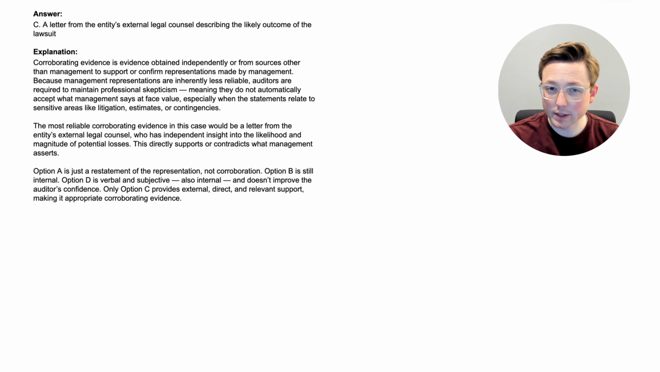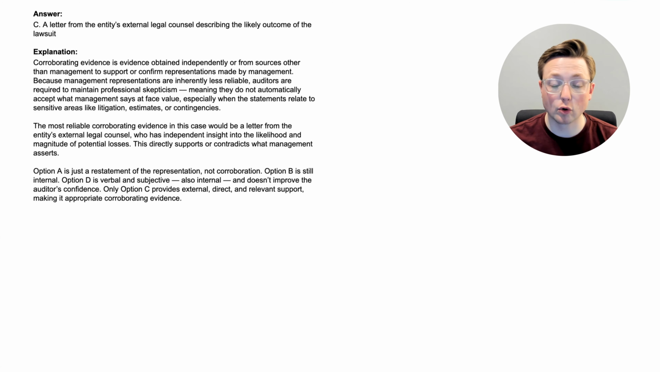Again, that one probably made sense. It probably wasn't too difficult. Let's read through this explanation to remember and understand what corroborating evidence is. Corroborating evidence is evidence obtained independently or from sources other than management to support or confirm representations made by management. Because management representations are inherently less reliable, auditors are required to maintain professional skepticism, meaning they do not automatically accept what management says at face value, especially when the statements relate to sensitive areas like litigation, estimates, or contingencies.